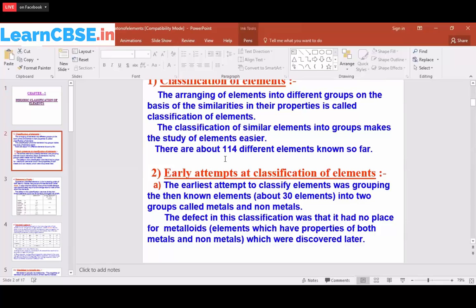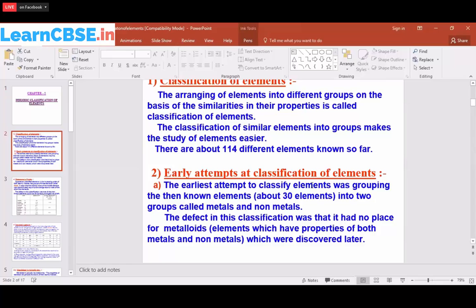As of now, there are 114 elements that we know about. Out of these, 92 are natural elements. From 93 onwards, they are man-made elements, because the proton numbers and neutron numbers that make up the nucleus are very high, so they do not occur in nature. So we call them artificial elements.